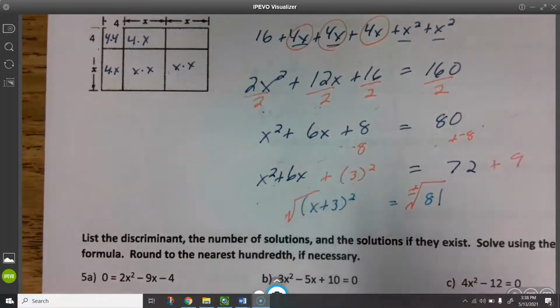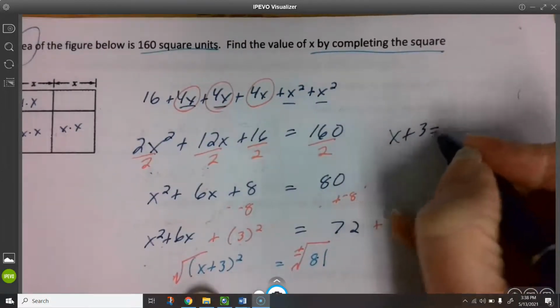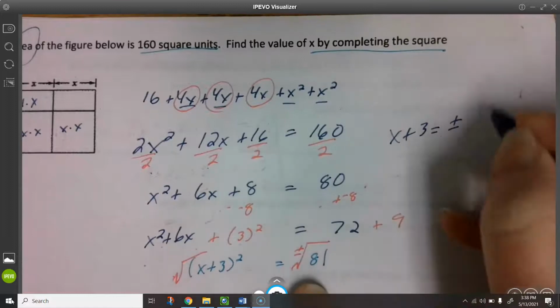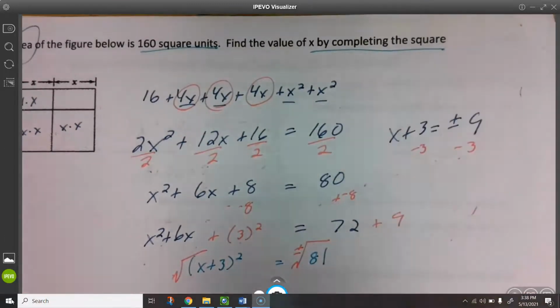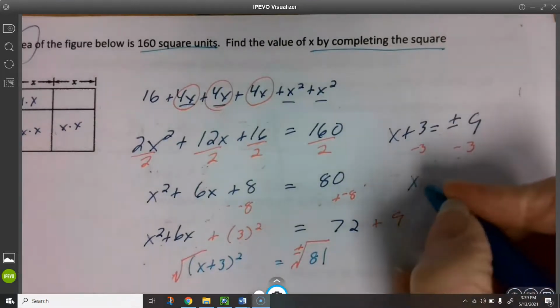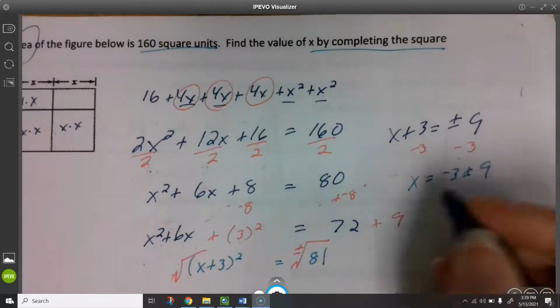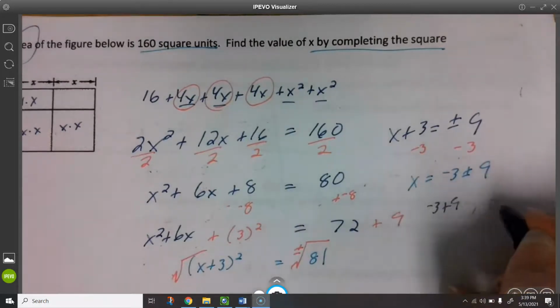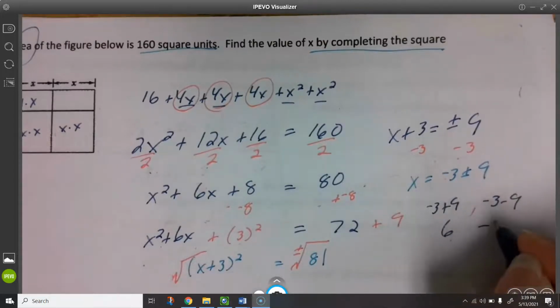Okay, so now this gives me, I'm going to move over here so I have room, x plus 3 is equal to plus or minus the square root of 81, which is 9. Subtract 3 from both sides, so I get x is equal to negative 3 plus or minus 9. Break it into the two parts, negative 3 plus 9, negative 3 minus 9. Here I get 6, here I get negative 12.